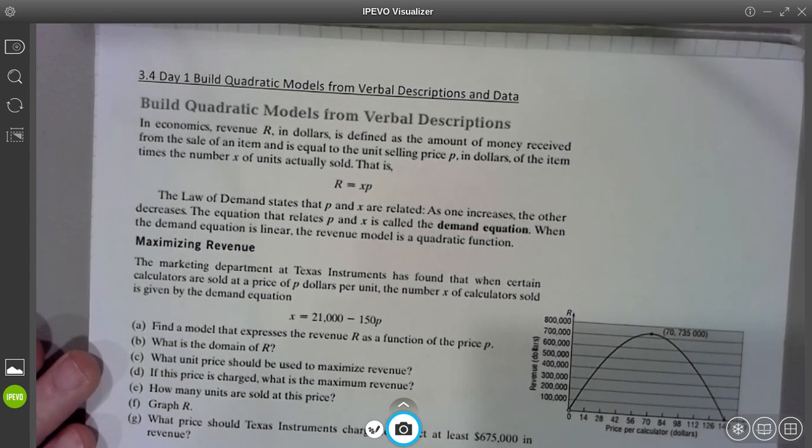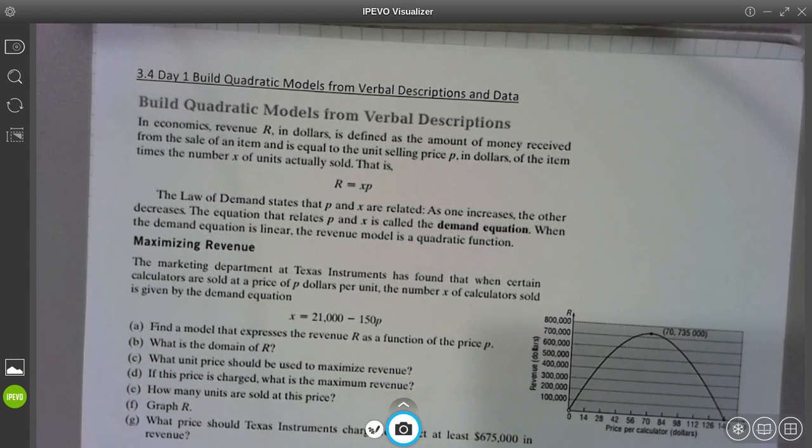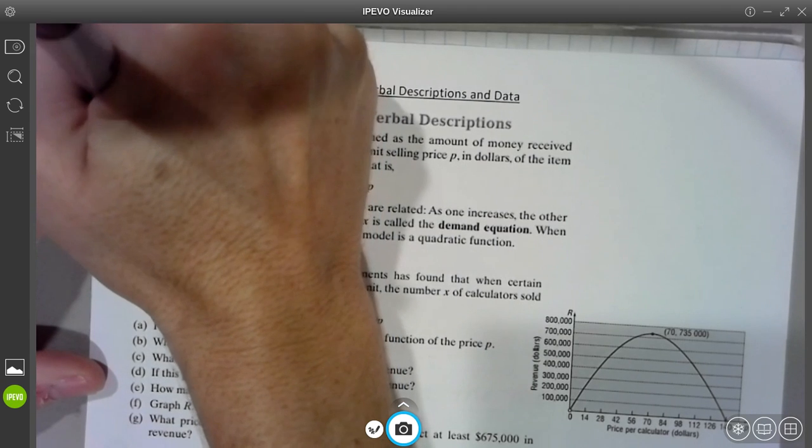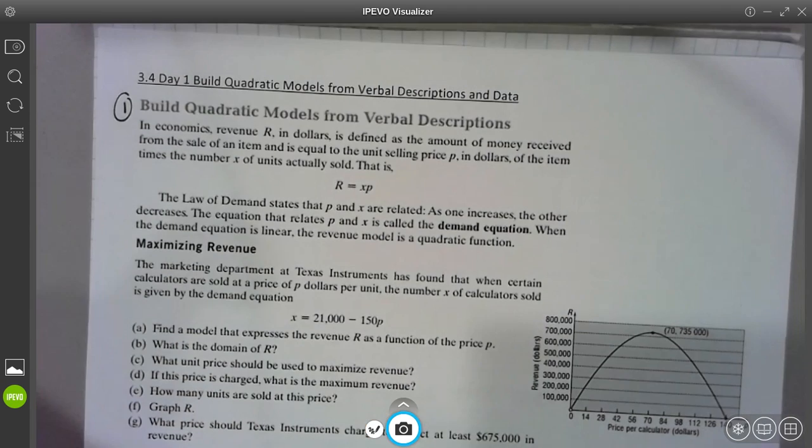So 3.4, we are going to build quadratic models from verbal descriptions and data. All right, so look at, I didn't number these, but this is example number 1. We're going to build a quadratic model.